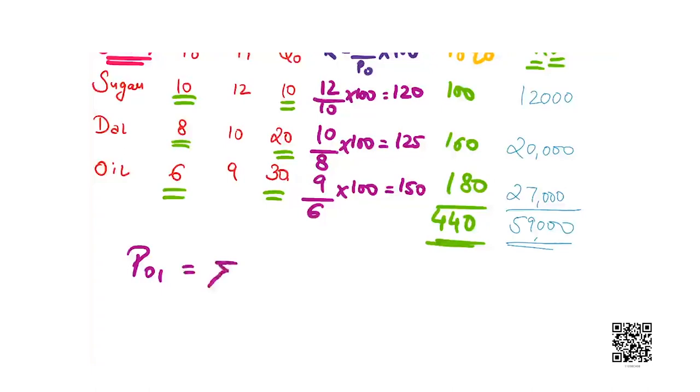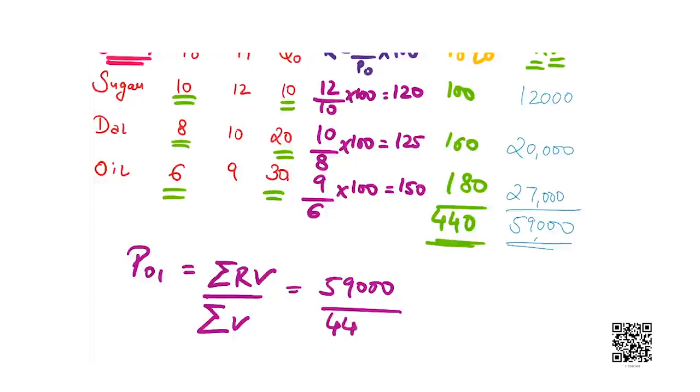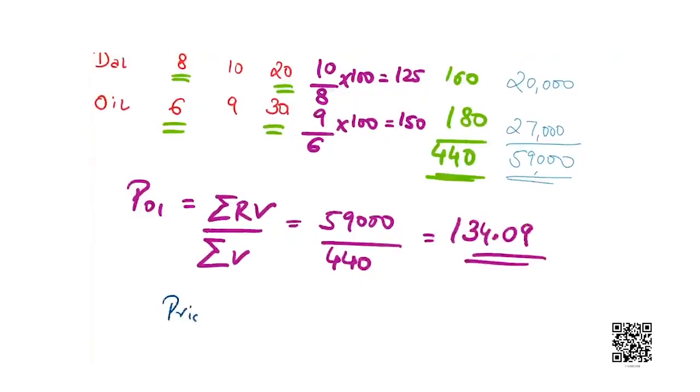Now we have to obtain the price index according to this method. So we use the formula sigma RV upon sigma V. So we get the value as 59,000 divided by 440. So the answer to this question will be 134.09. This explains that the prices have increased by 34.09%. Now let's move on to the next question.